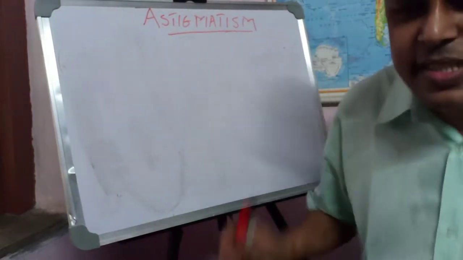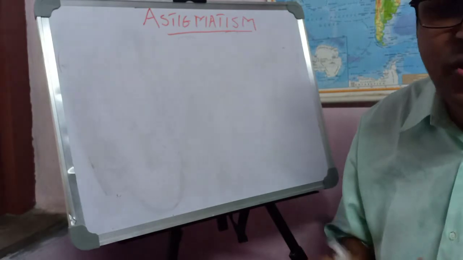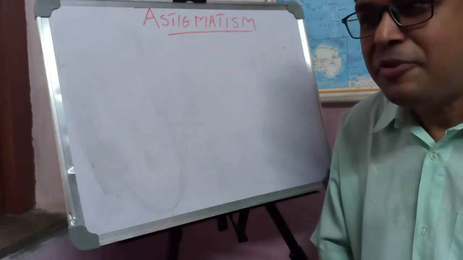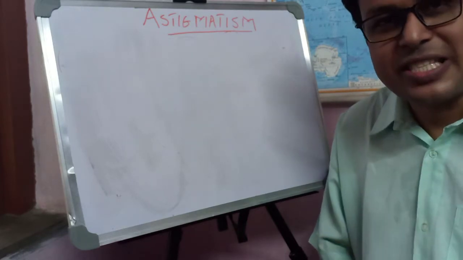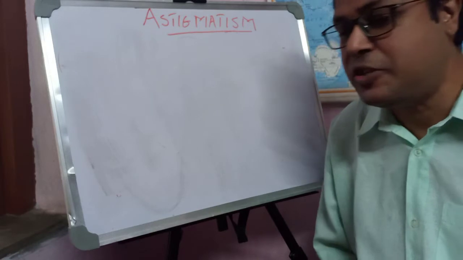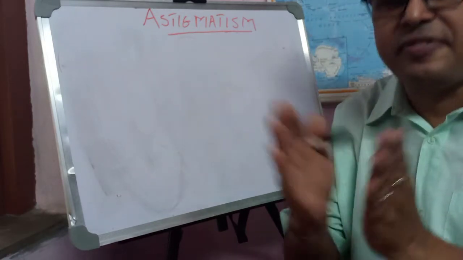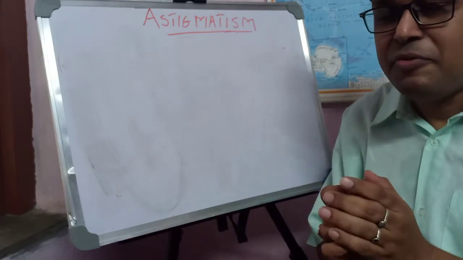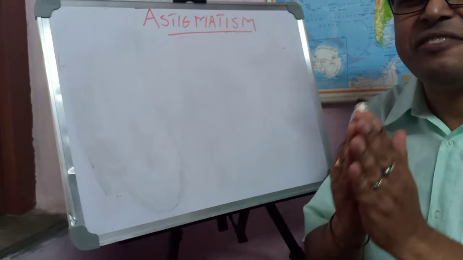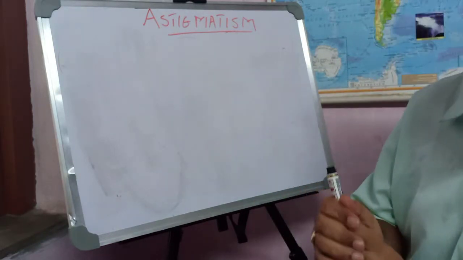All right, friends. In part one, we talked about the general concepts of astigmatism. What is astigmatism? We took the cornea as a reference, and we understood that different powers in different meridians is what we call astigmatism or cylinder. There's a difference of power in two meridians.